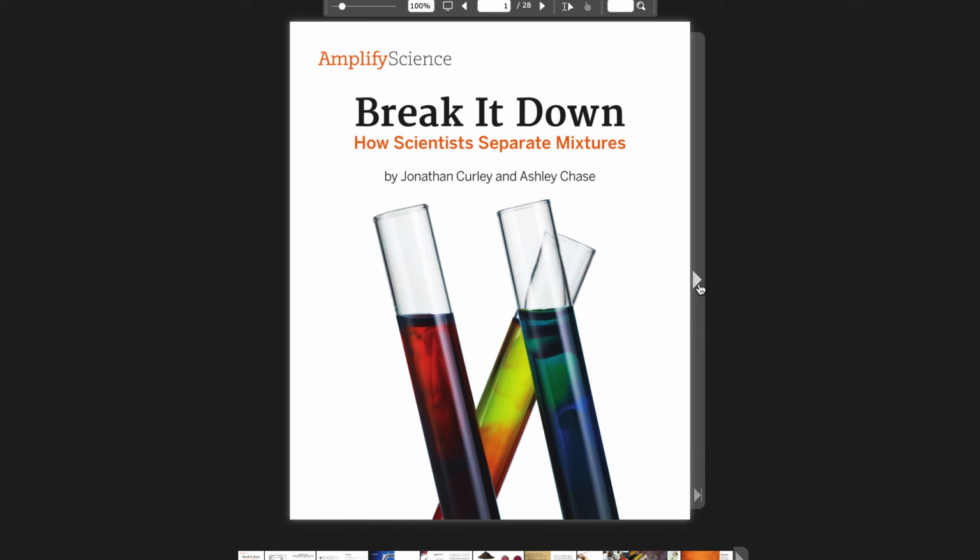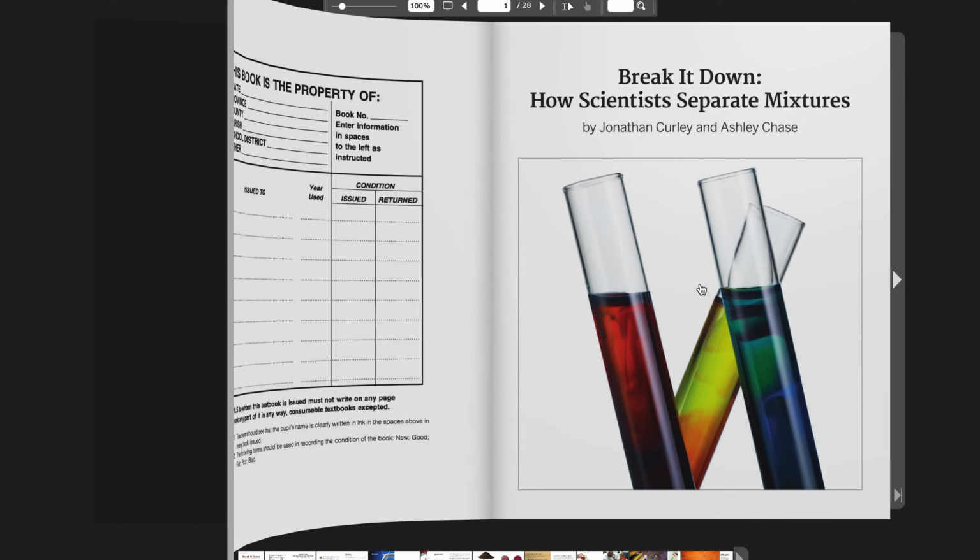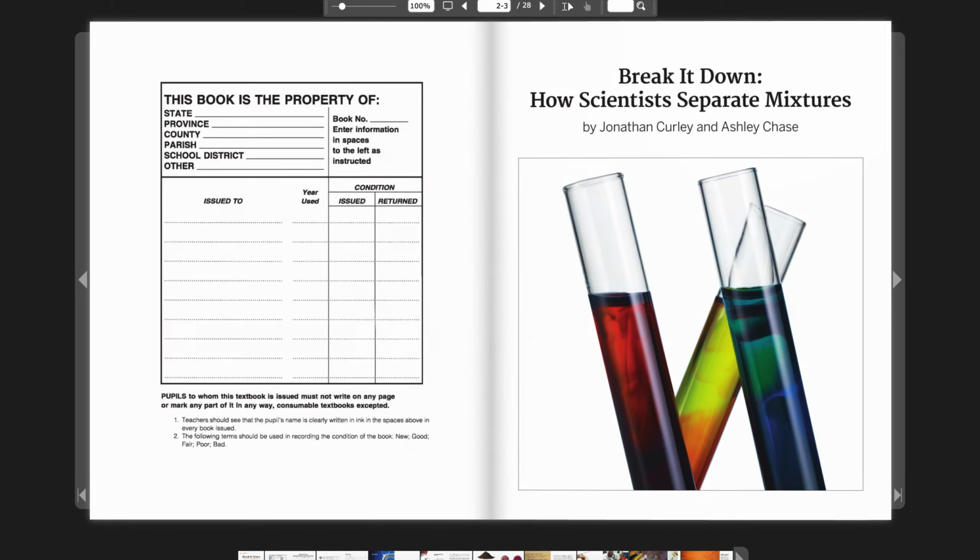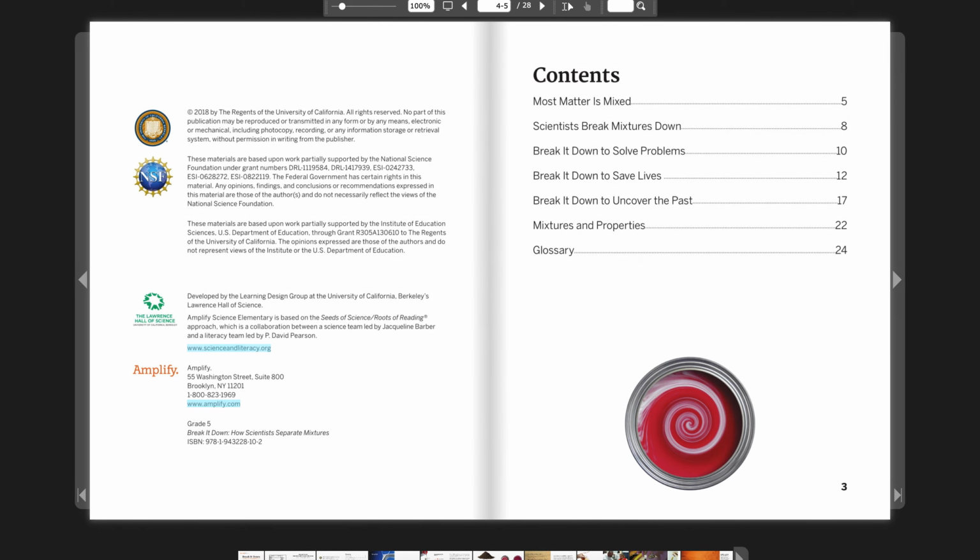Break it down. How scientists separate mixtures. Contents.